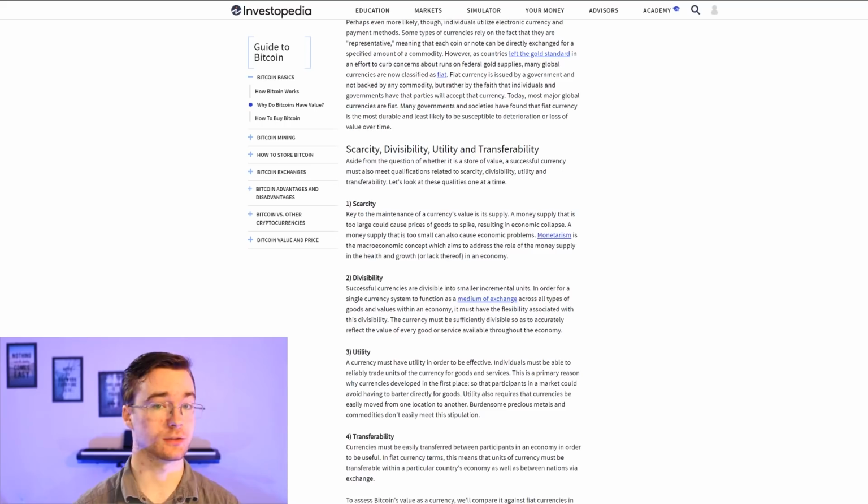Scarcity is where the stock-to-flow ratio for Bitcoin comes in. Divisibility has to do with how many times you can divide it down. Of course, we can divide down to 8-digit places with Satoshis. That's very, very powerful on Bitcoin. So these two are not an issue. Bitcoin's very scarce. Bitcoin's very divisible.